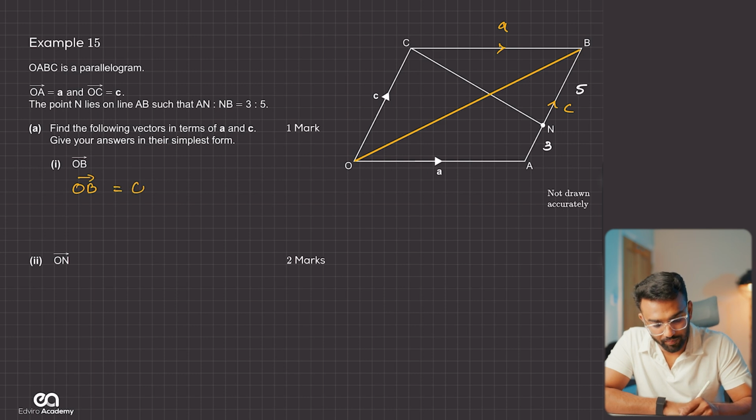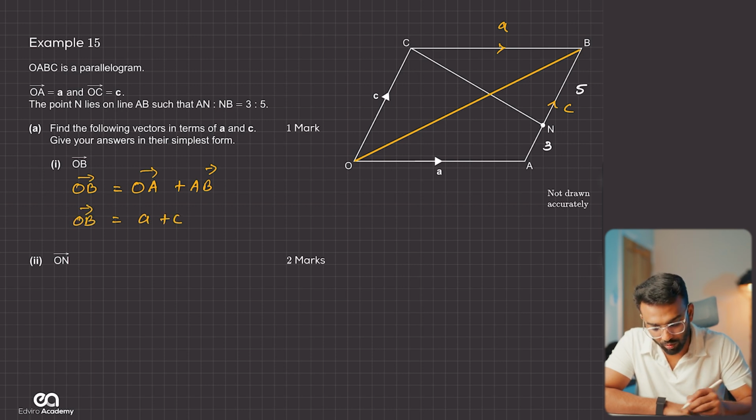OB equals O to A plus A to B, and that would be simply A plus C. That is your OB. Done. 1 mark. We've got to work out O to N.